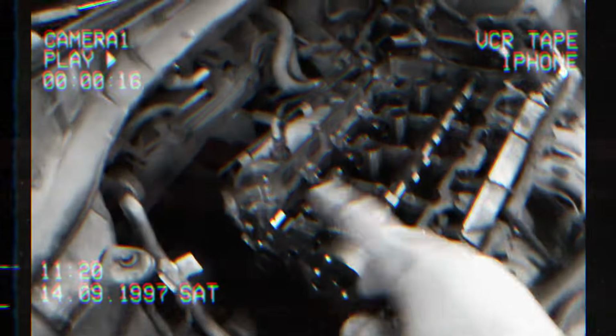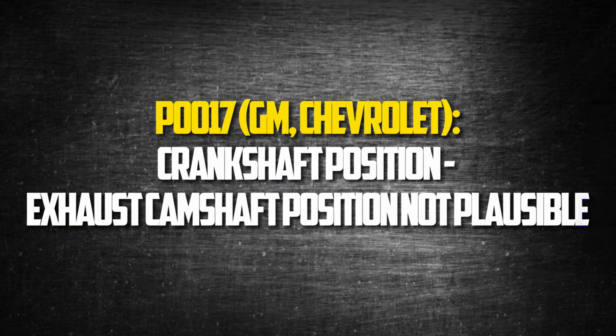Nevertheless, a few automakers, such as GM and Chevrolet, will employ their own variant of the P0017 code. "Crankshaft position, exhaust camshaft position not plausible" could be the meaning for these cars.